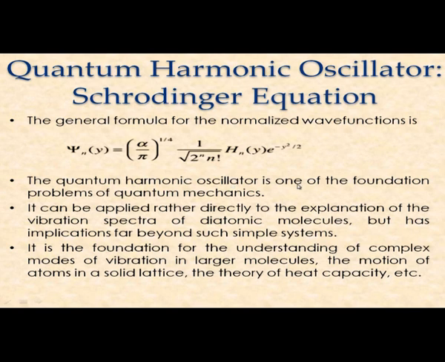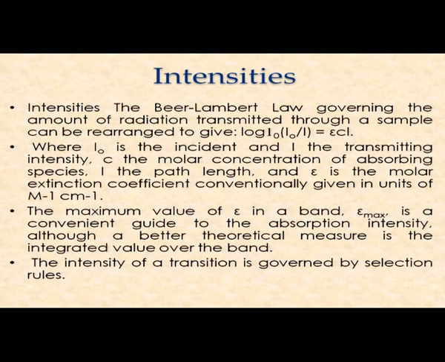The quantum harmonic oscillator is one of the foundation problems of quantum mechanics. It can be applied rather directly to the explanation of the vibration spectra of diatomic molecules, but has implications far beyond such simple systems. It is a foundation for understanding complex modes of vibration in larger molecules, the motion of atoms in a solid lattice, and the theory of heat capacity. Like that, many more concepts can be understood by the application of the quantum harmonic oscillator.